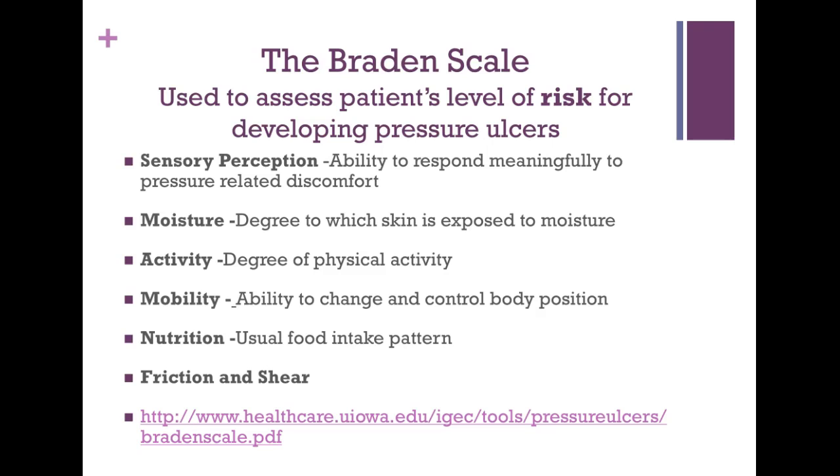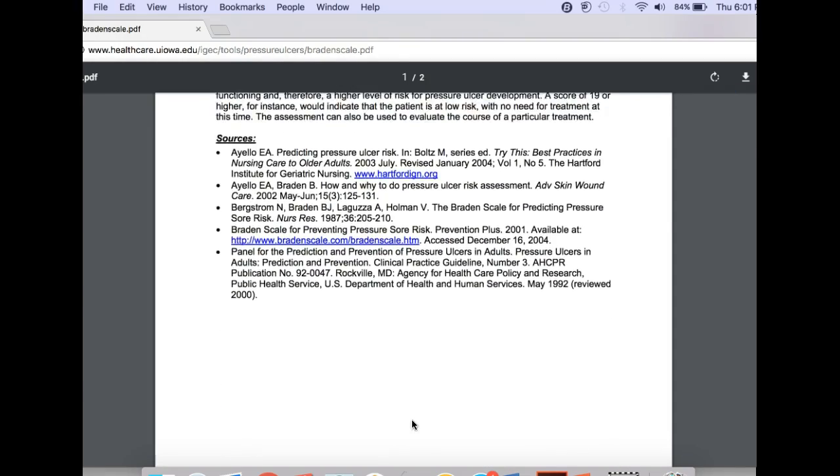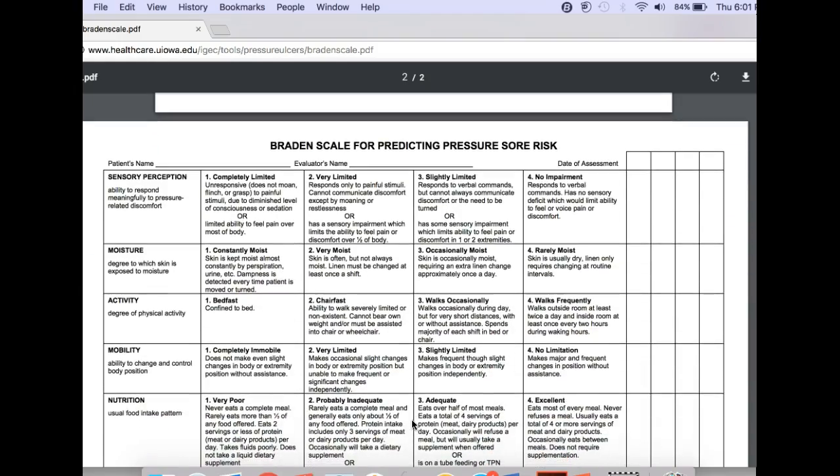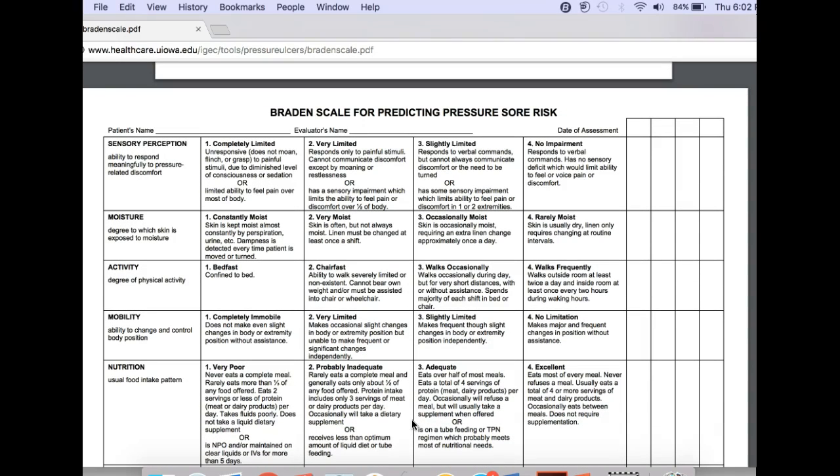Friction and shear, are they able to lift themselves up to move? Or are they sliding across the bed? Puts them at a higher risk for skin tears. So just to give you an idea of what the Braden scale looks like, you can pull that up on the internet if you want to, but I'm going to show you right here. This is the actual tool that would be used.